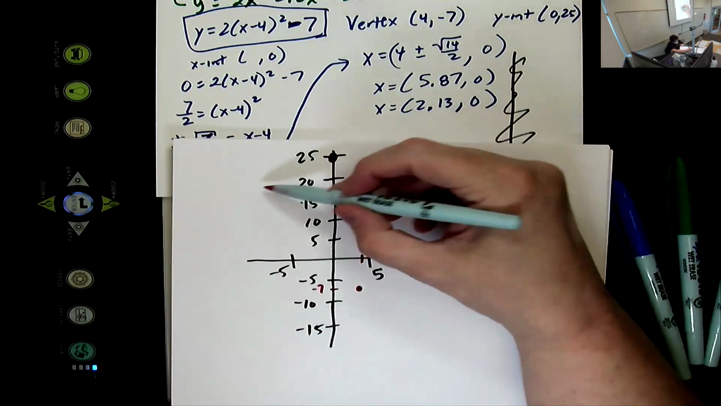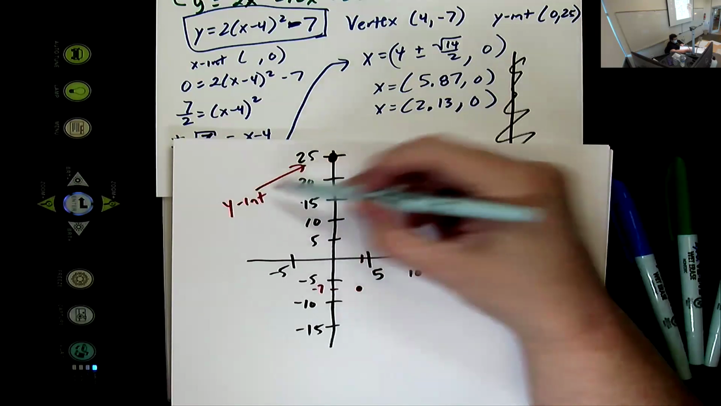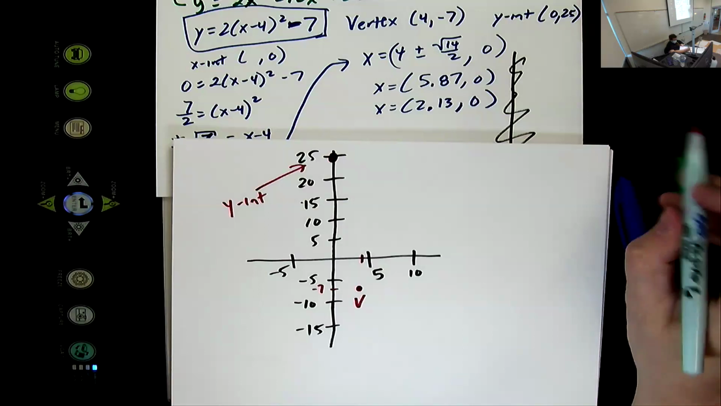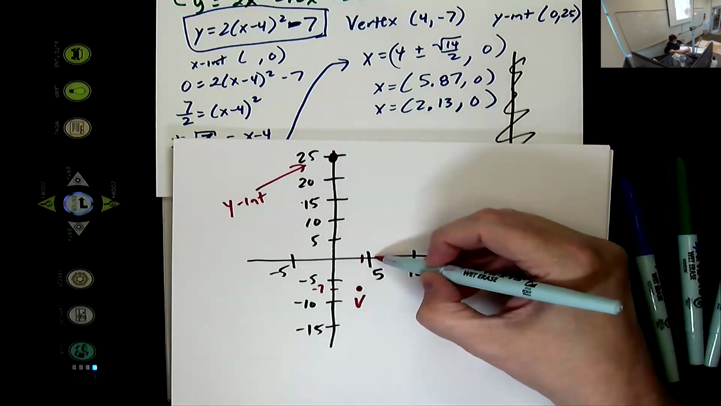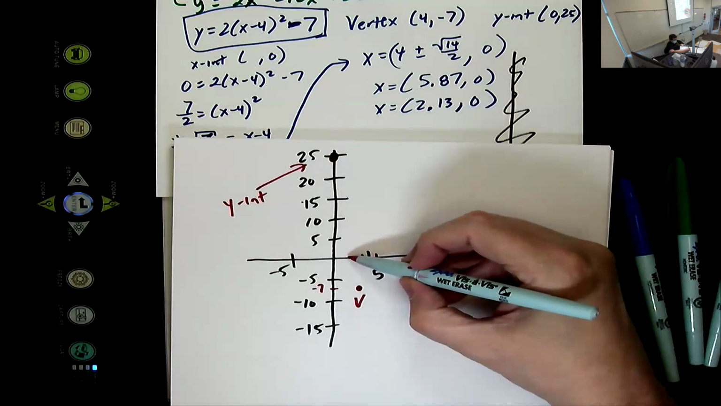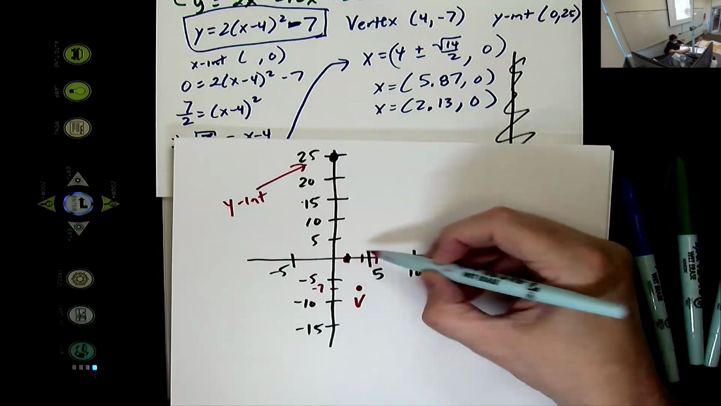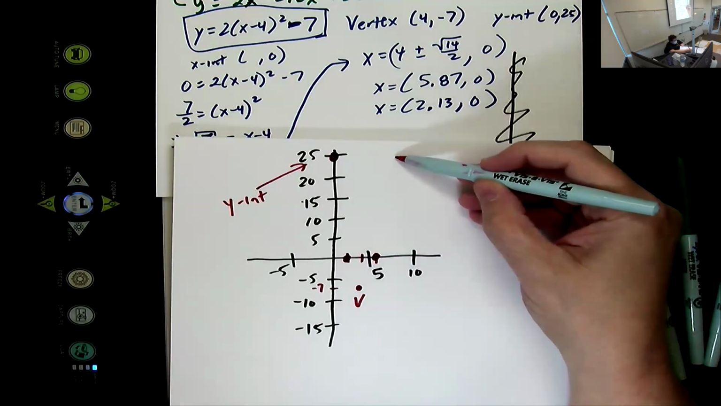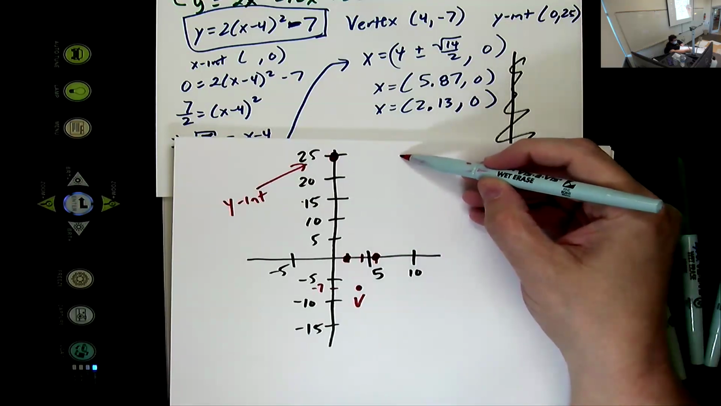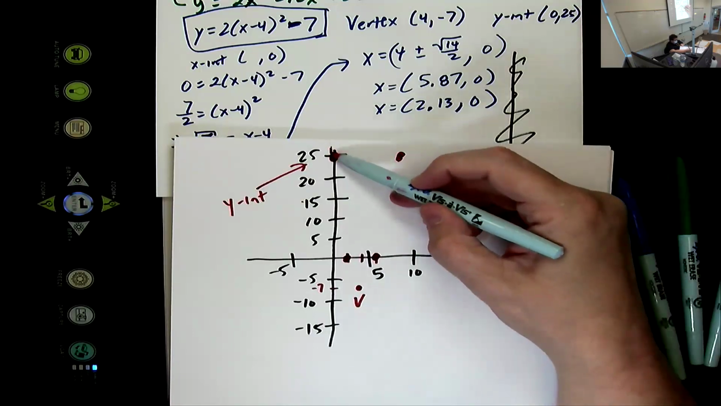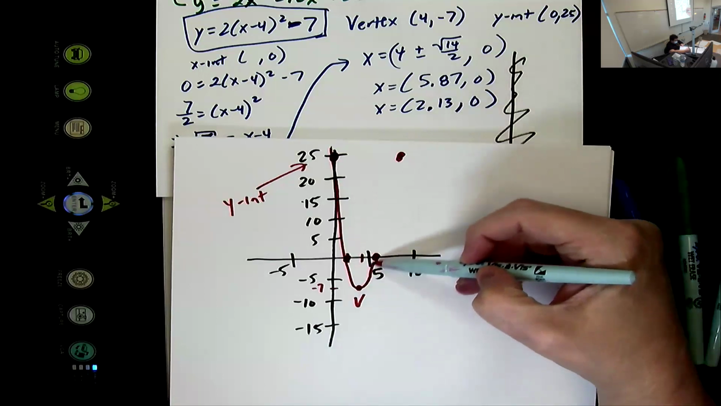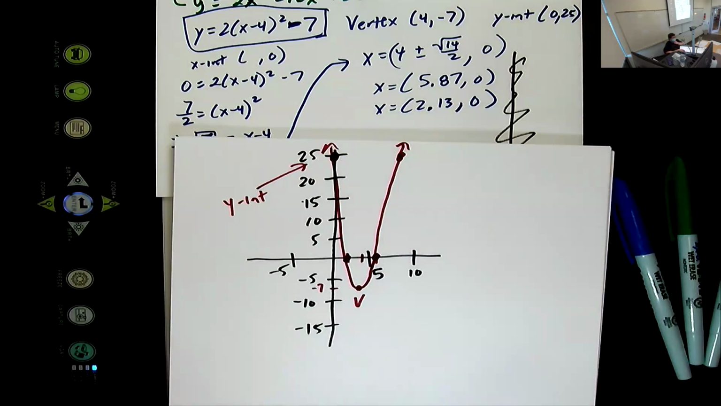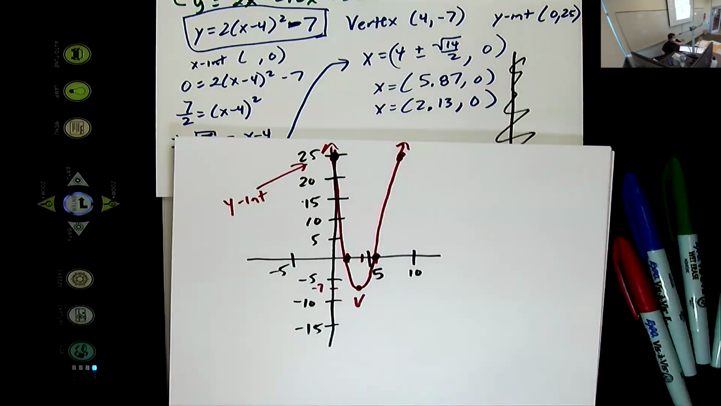I know I got a y-intercept up there. And 5.87 is a little to the right of this. And 2.13 is closer to 0 than 5. So we'll have points like that. If I do some symmetry, maybe there. Just a sketch. If we needed precision, we would use a graphing calculator.